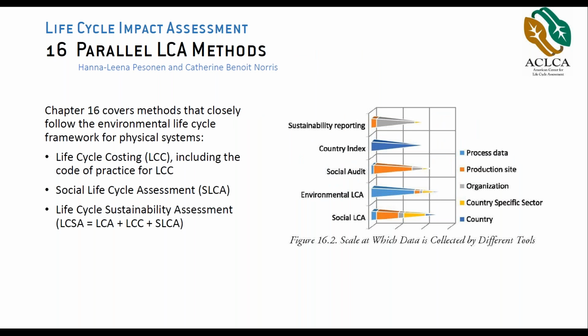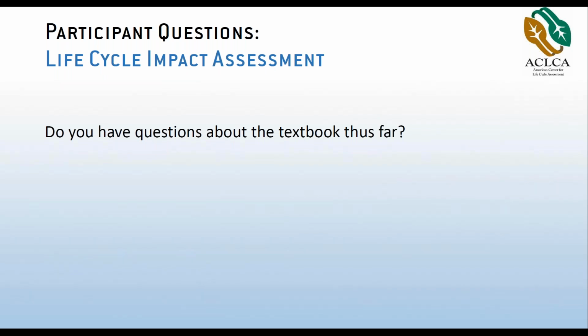In the next chapter, we have parallel LCA methods. So several methods analyze product systems over their life cycles, but evaluate other phenomena than environmental quality. This chapter describes these methods. So life cycle costing originated decades before LCA. It models economic cost over the entire life cycle. Social LCA also uses the life cycle to model the social characteristics of a product system. And lastly, the method known as life cycle sustainability assessment is discussed. It combines all three of the methods together: life cycle costing, social LCA, and environmental LCA. And you see a diagram about that.